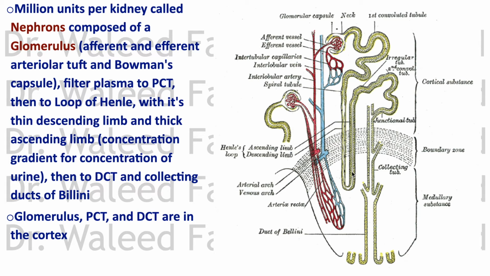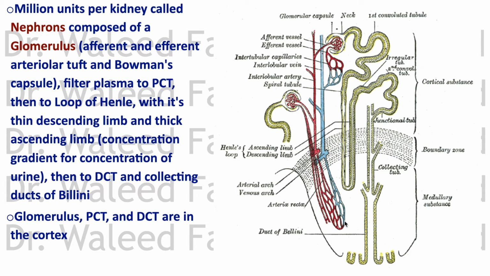After the loop of Henle, you'll get the distal convoluted tubules that open into collecting tubules that eventually will form the ducts of Bellini that will open at the summit of the renal papilla. The renal papilla is the tip of the renal pyramid.